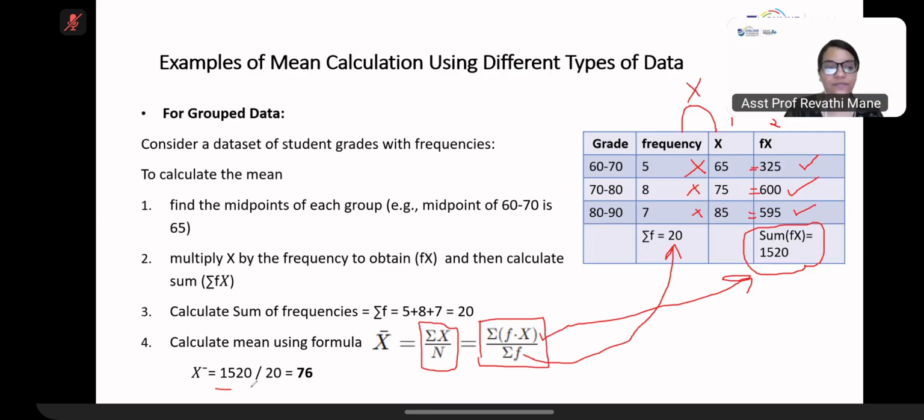So which will be 1520 divided by 20, which is the mean of your group data, 76. Okay, it is very easy to calculate. First you have to understand what is the type of data. Okay, I think there are many questions on this.